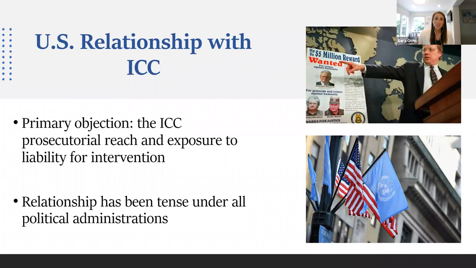So, as I mentioned, the US voted against the Rome Statute and did not join the court, and this was under the Clinton administration. But ever since then, under every single president, there's been somewhat of a tense relationship. There's been ebbs and flows in this relationship based on the administration in power. But the US and ICC have never really been close, I would say. But this really hit a focal point with the prosecutor's opening of a situation in and a continuation of her investigation into Afghanistan.